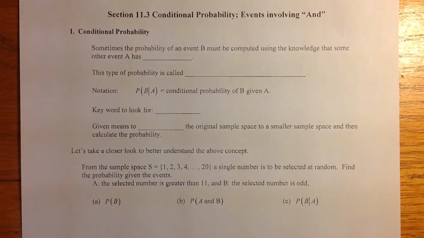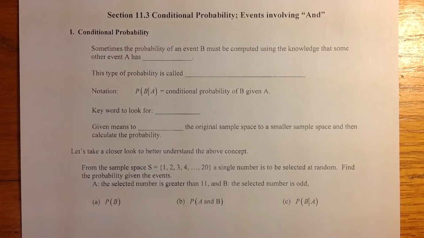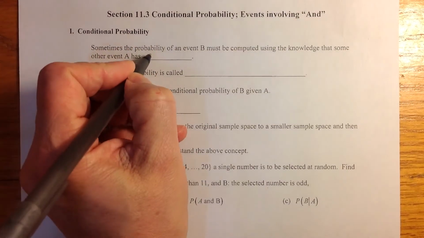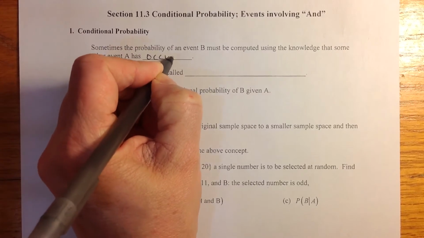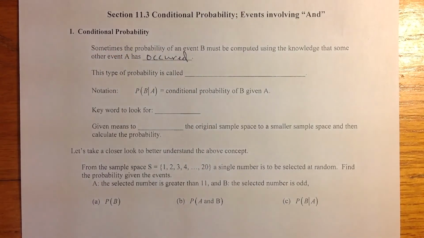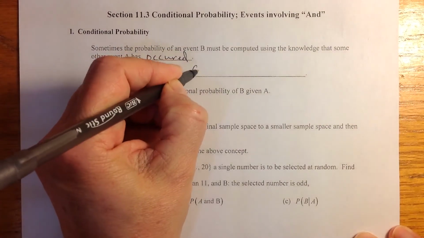So conditional probability. Sometimes the probability of an event B must be computed using the knowledge that some other event A has occurred. This type of probability is called conditional probability.